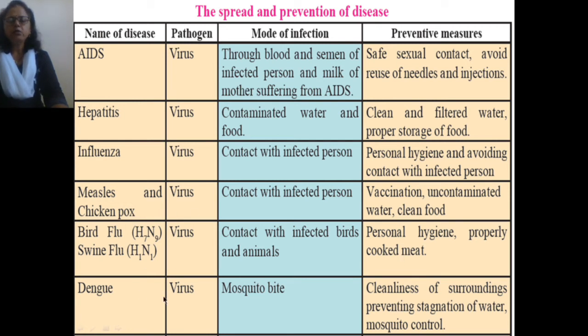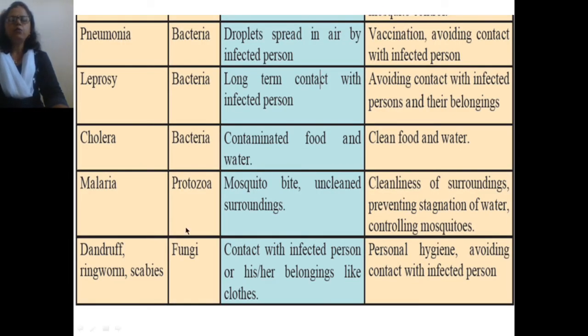Then dengue. You know dengue? It is also caused by a virus, through mosquito bite. Prevention: cleaning of surroundings, preventing stagnation of water and mosquito control. Next, pneumonia. It is caused by bacteria. Droplets are spread in the air by an infected person. What is the preventive measure? Vaccination, avoiding contact with an infected person. Then leprosy. It is also caused by bacteria, through long-term contact with an infected person. Leprosy is a skin disease. What do we have to do? Avoid contact with the infected person and their belongings also. Then cholera. It is also caused by bacteria, through contaminated food and water. So eat clean food and water.